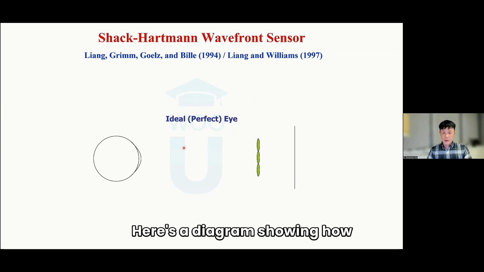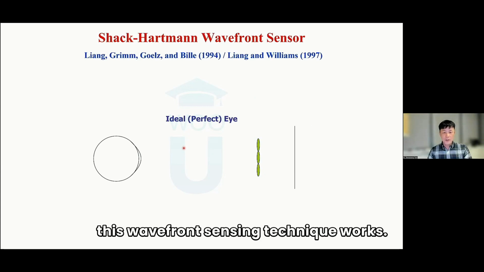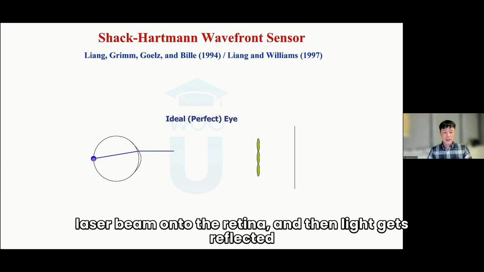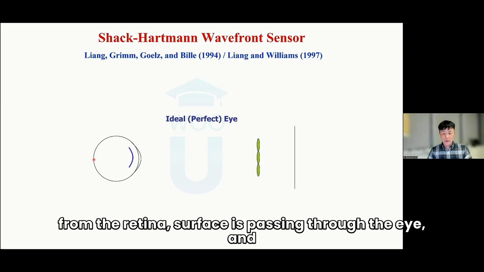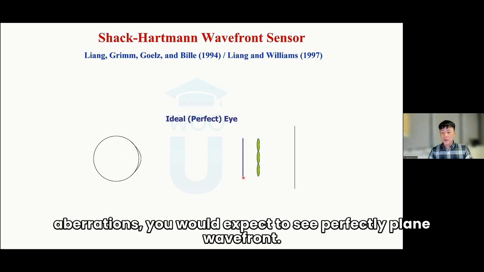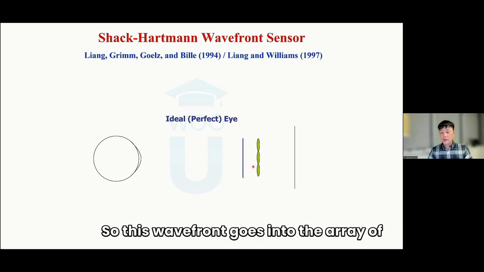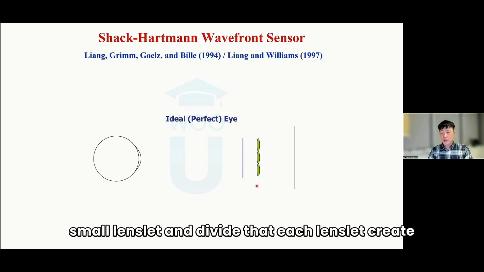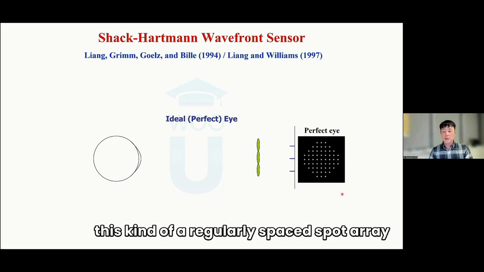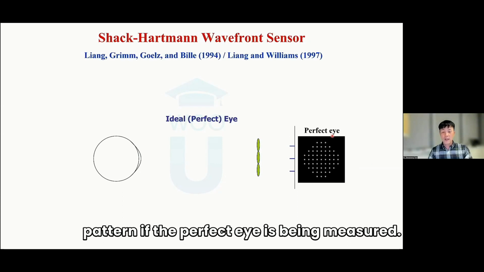Here's a diagram showing how this wavefront sensing technique works. First, you put a very low power laser beam onto the retina, and then light gets reflected from the retinal surface, passing through the eye. If the eye is optically perfect, in other words, no aberrations, you would expect to see a perfectly plane wavefront. This wavefront goes into the array of small lenslets, and each lenslet creates a small spot on the detector plane. So in two-dimensional space, you will get a regularly spaced spot array pattern if the perfect eye is being measured.